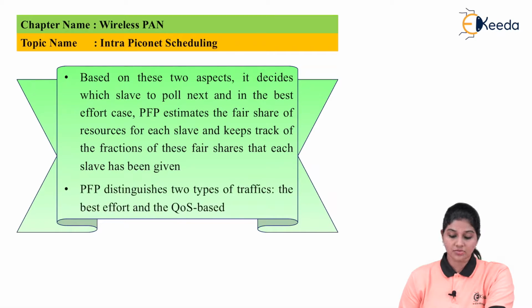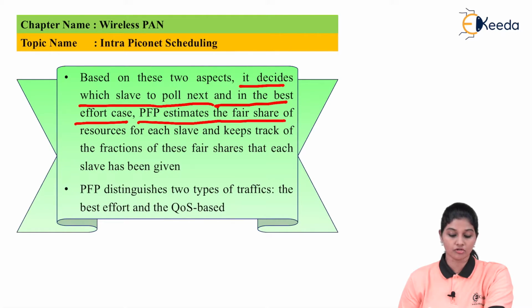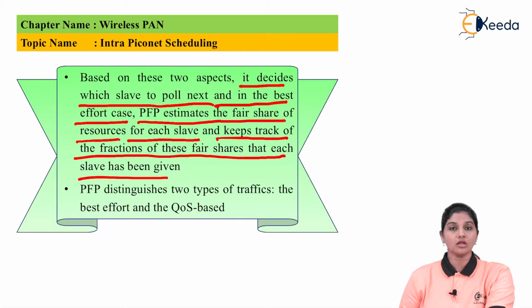So based on these two aspects, it decides which slave to poll next, and in the best effort case, PFP estimates the fair share of resources for each of the slaves and keeps track of the fraction of this fair share that each slave has been given. So here, by checking whether the device has data for transfer or not, the master provides an equal chance to each of the slaves. At the same time, it will determine which slave is required to be polled next on the basis of the feedback that it receives from the slave device, so that it keeps track of the fraction of these fair shares for each of the slaves.